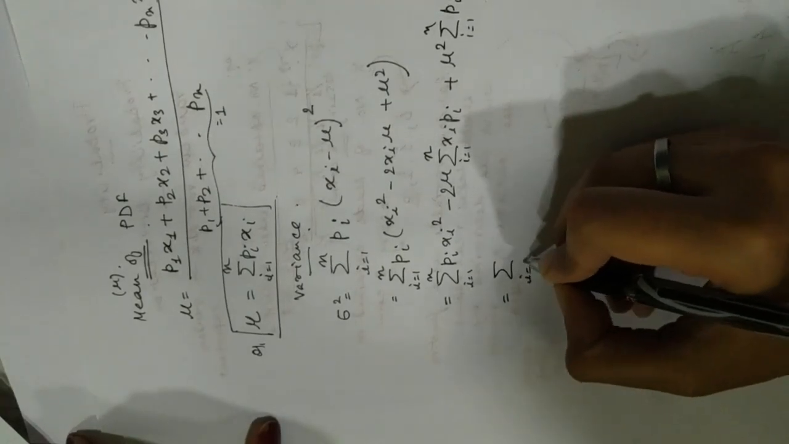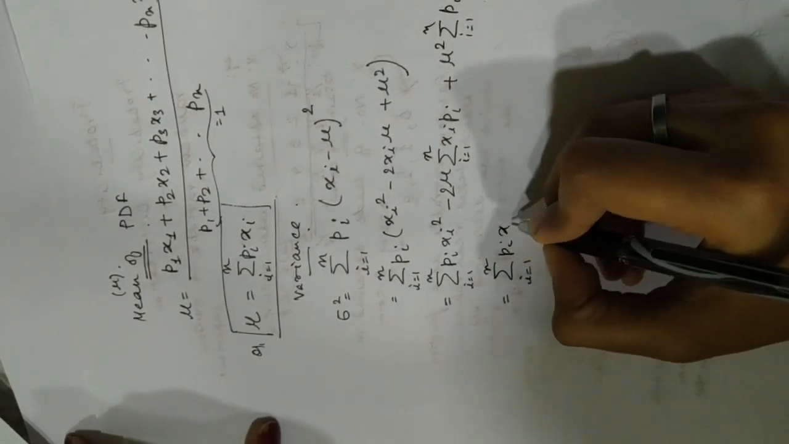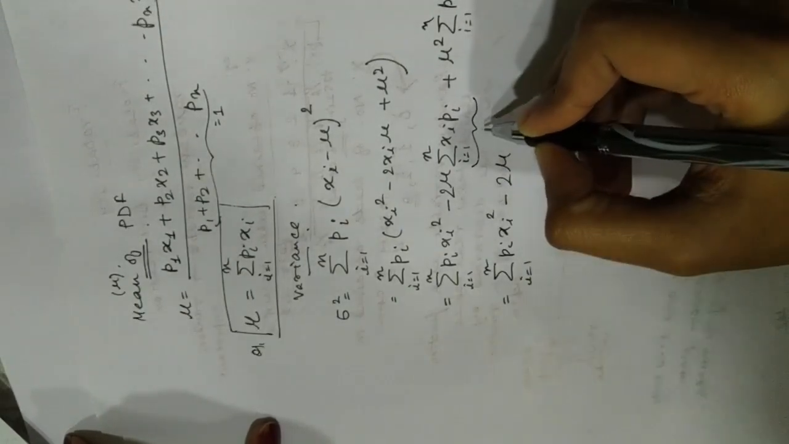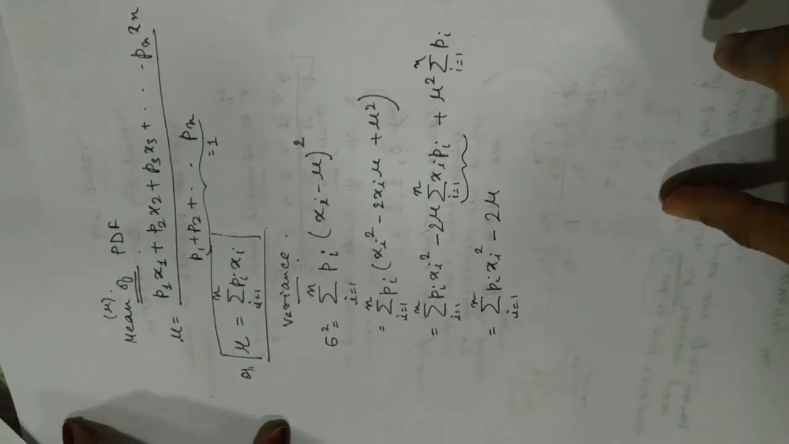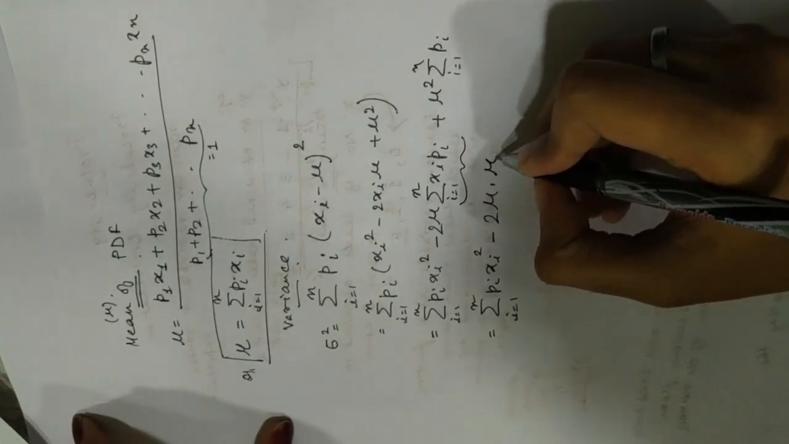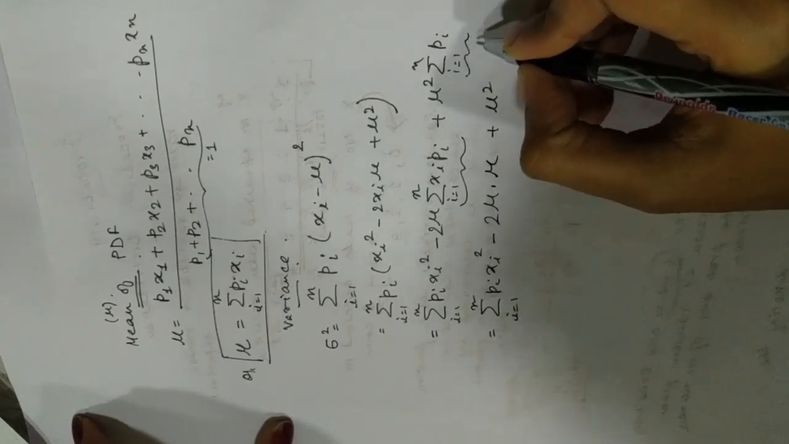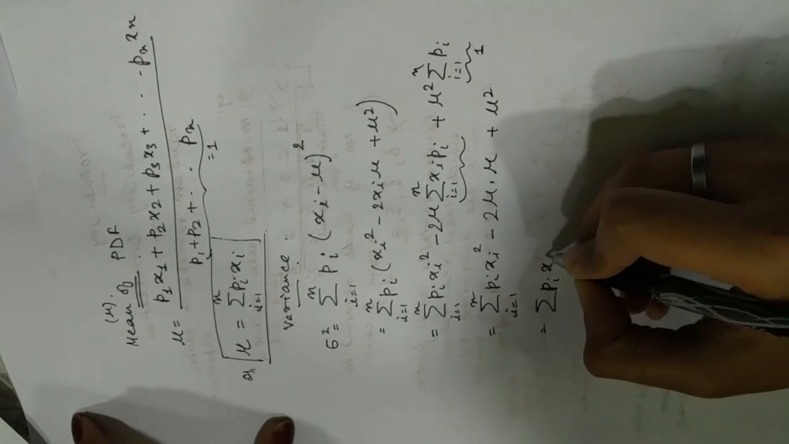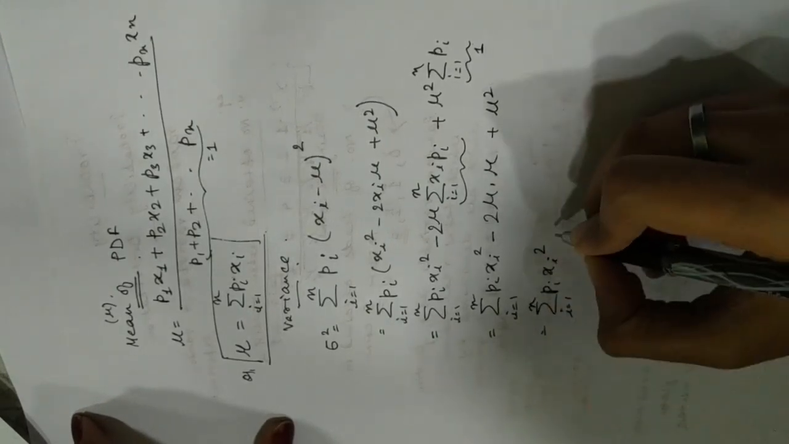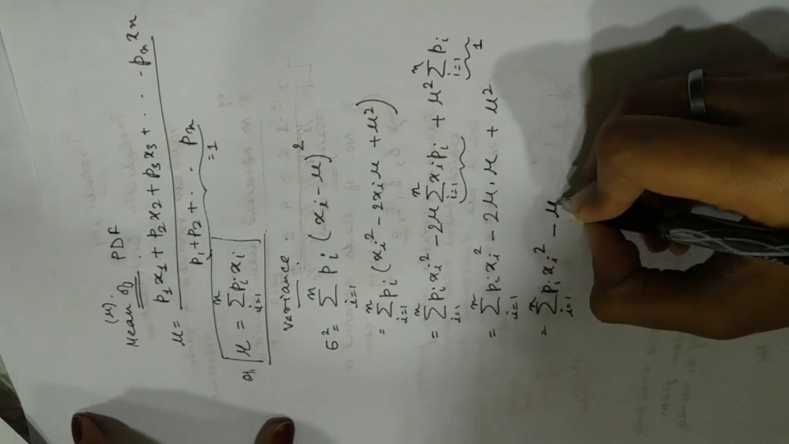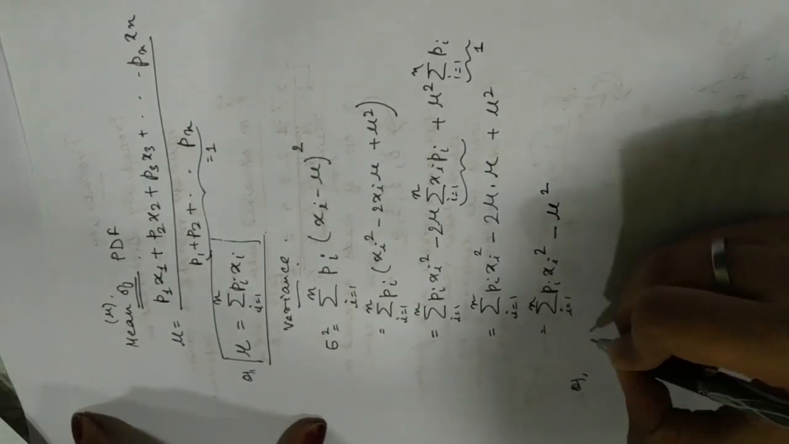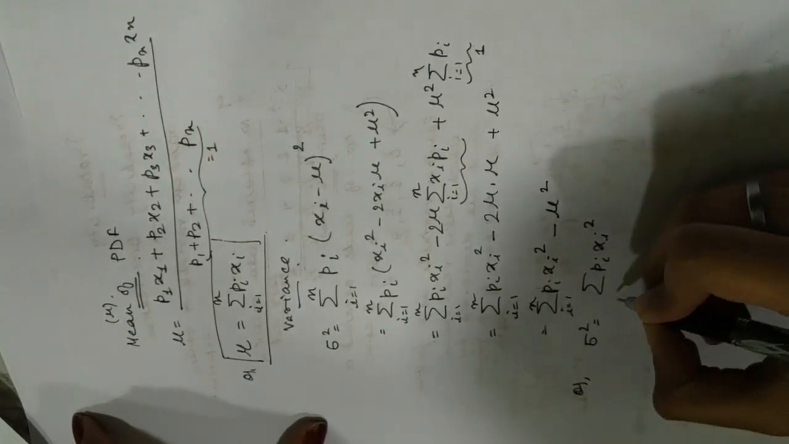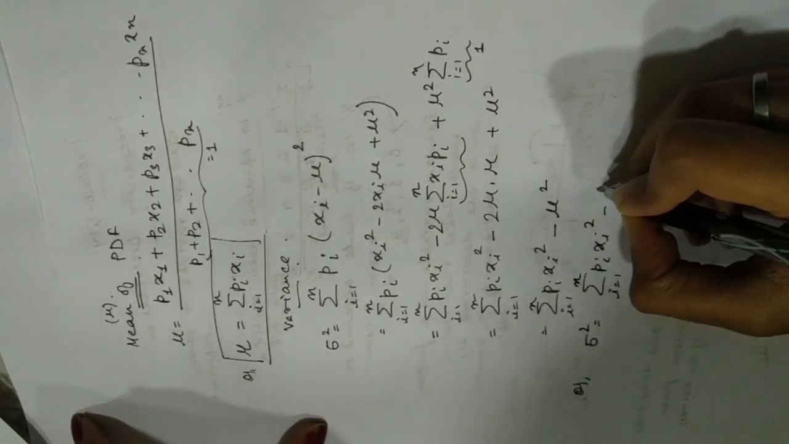We are left with pi xi square, which remains as it is. In the term with 2 mu, the summation is nothing but the mean itself, so you have minus 2 mu square, plus mu square, and the sum of pi becomes 1. So we get summation of pi xi square, i equal to 1 to n, minus mu square. So the variance of any probability distribution is given by the summation of pi xi square minus mu square.